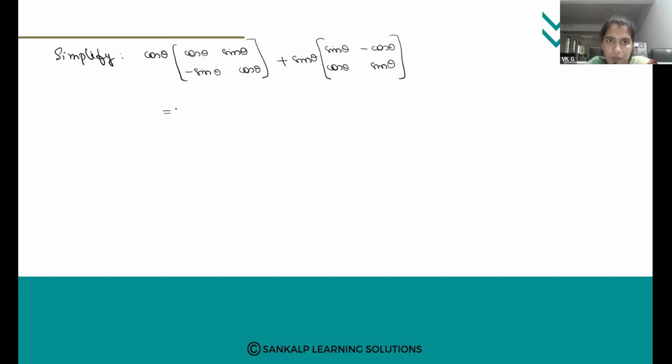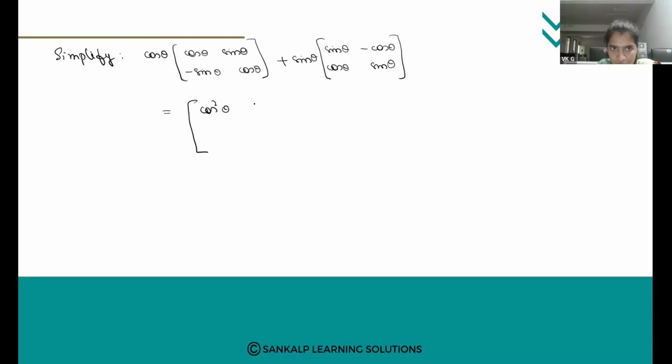Compare the entries. I actually need to multiply by a scalar: the first matrix by cos theta, the second matrix by sin theta. Then I need to add. Both are of the same order, so I can add the matrices. Apply scalar multiplication and simplify.